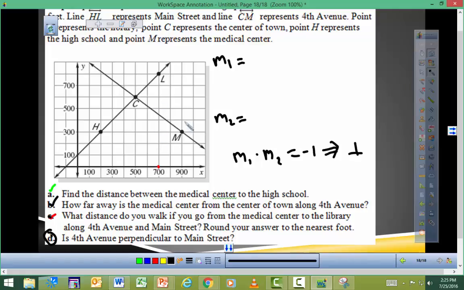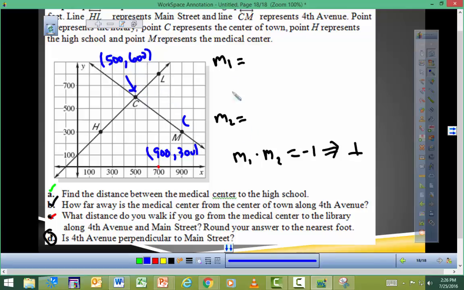So slope number 1, once again we need to use the coordinates. So what are the coordinates of this point? We've had it before. I'm going to write it down here, 900 and 300. The coordinates for this point we've had before, it's 500, 600.